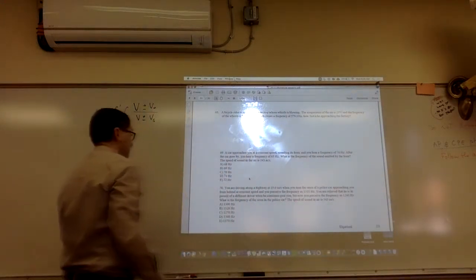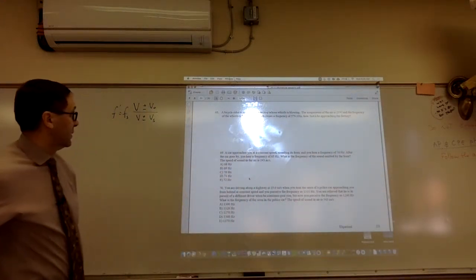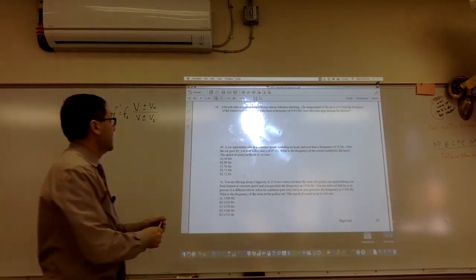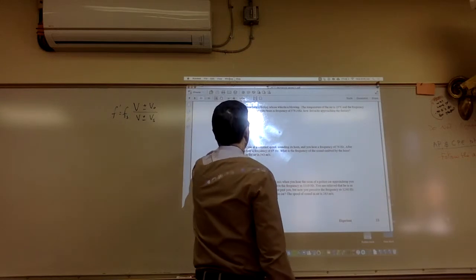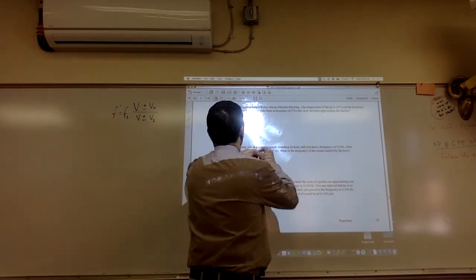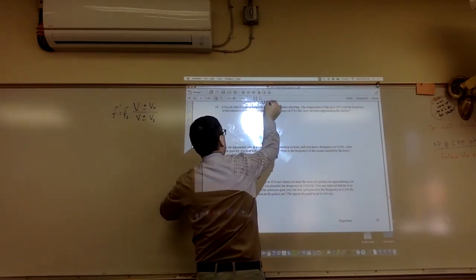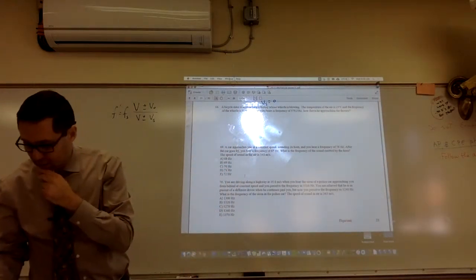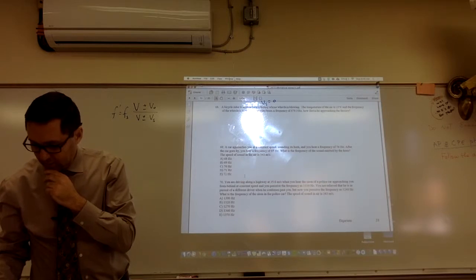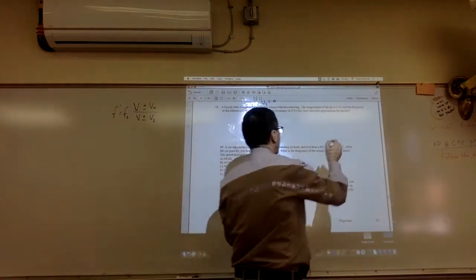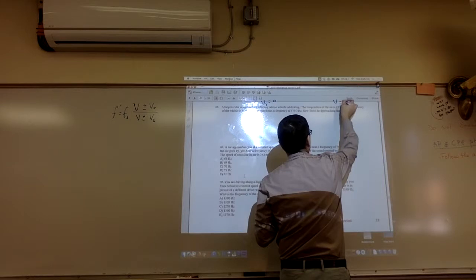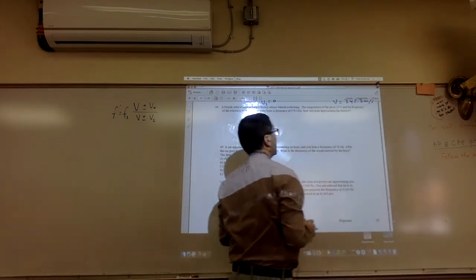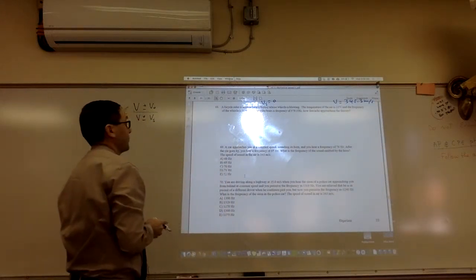All right, let's look at number 68. A bicycle rider is approaching a factory whose whistle is blowing, right? So the factory is now moving. So Vs is 0. Temperature is 23 degrees, which translates to 345.3. V is 345.3. That's the speed of sound in air at this temperature.